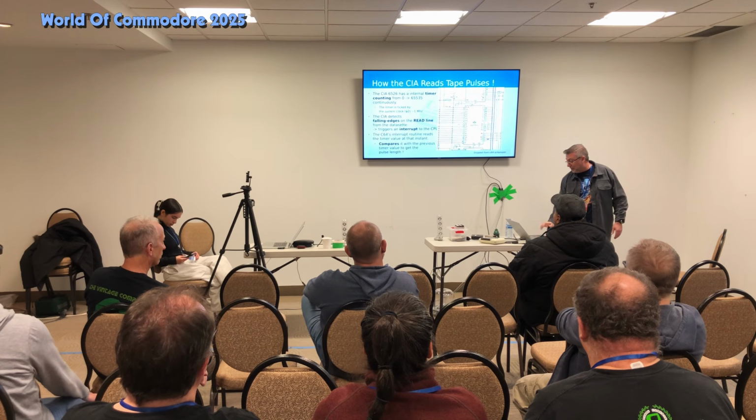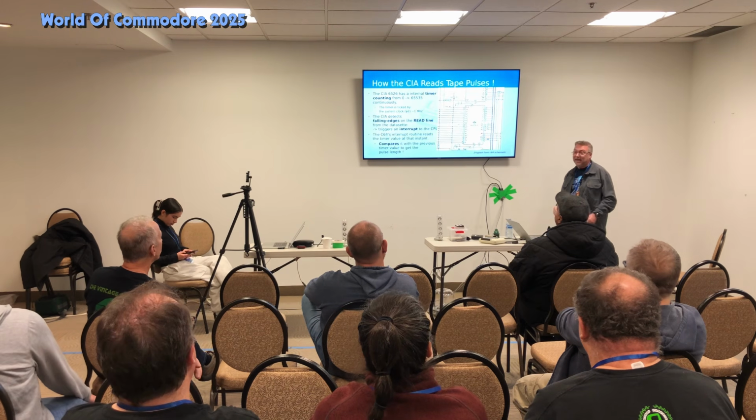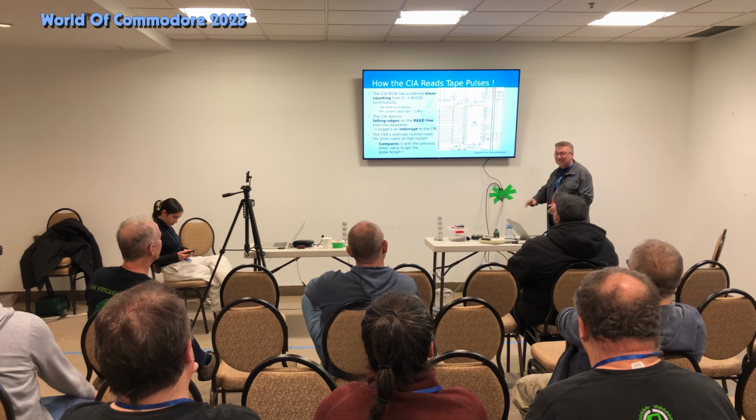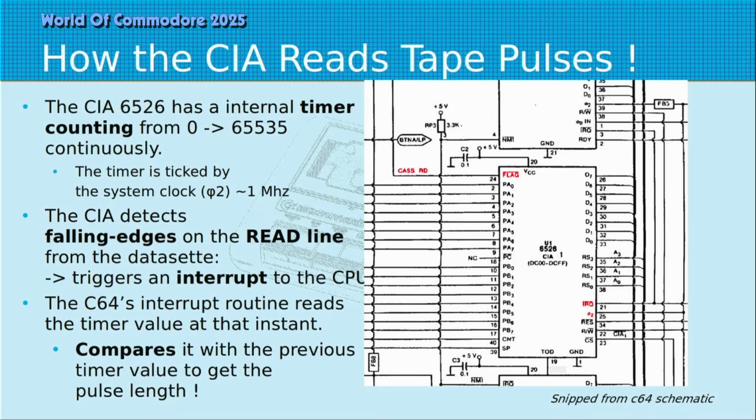So how can the Commodore 64 do this? For this, it uses the CIA. It's not the American agency, but the CIA chip from the computer itself. This is a snippet from the schematic of the Commodore 64. The CIA has an internal timer that is clocked by the phi2, the system clock. It runs at 1 megahertz, more or less, depending on whether you're using an NTSC or PAL system. The timer counts from 0 to approximately 65,000, and then goes back to 0 and turns on.